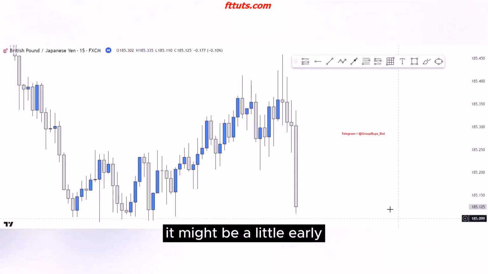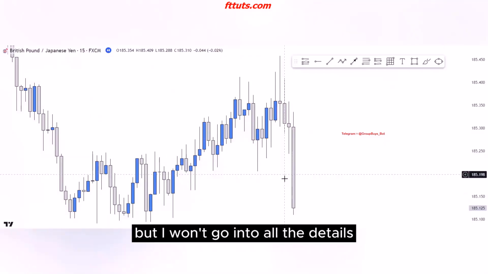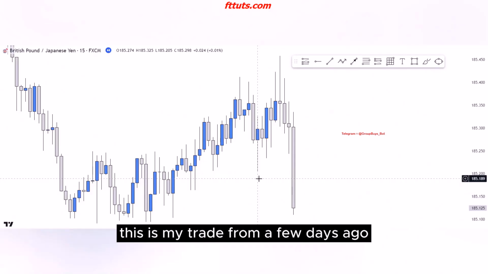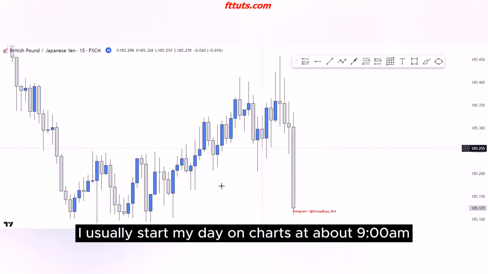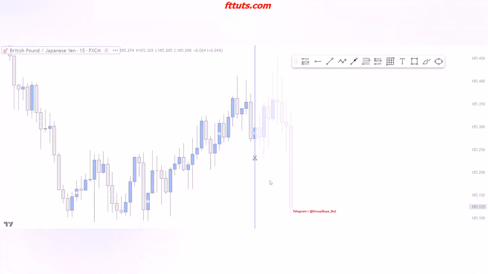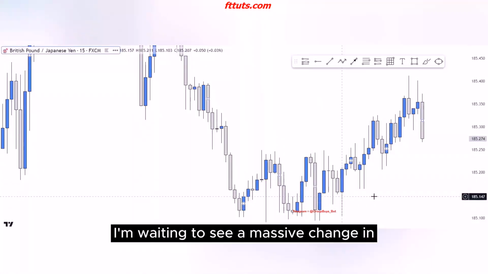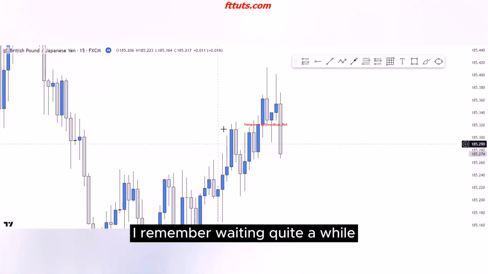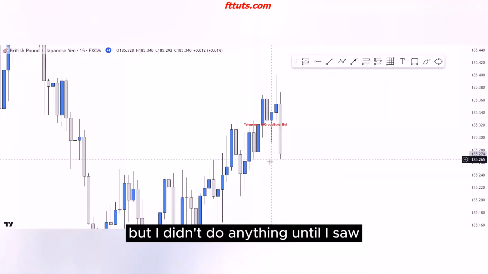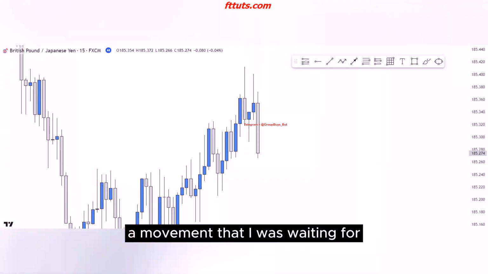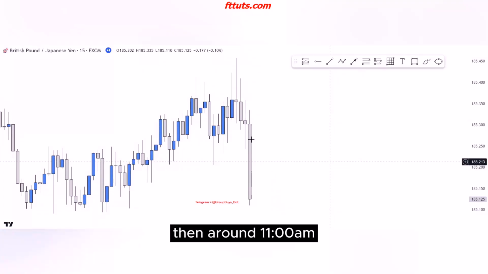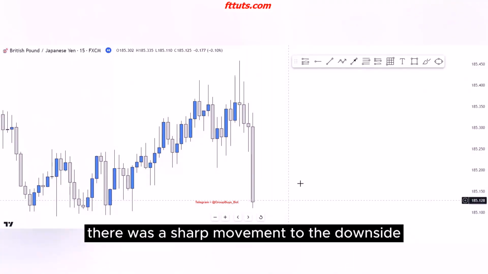It might be a little early, and I won't go into all the details, but I just wanted you to get a feel for the charts. This is my trade from a few days ago. I usually start my day on the charts at about 9 a.m. I'm waiting to see a massive change in the price movement. I remember waiting quite a while, but I didn't do anything until I saw the movement I was waiting for. Then around 11 a.m. there was a sharp movement to the downside.